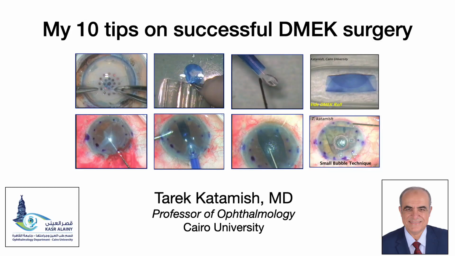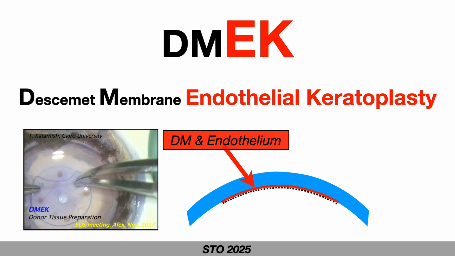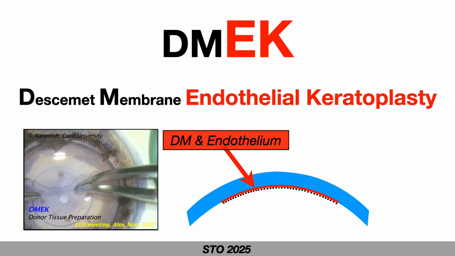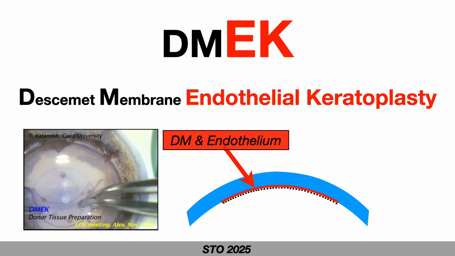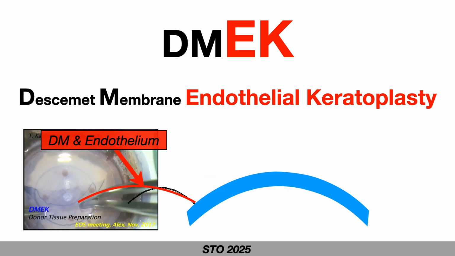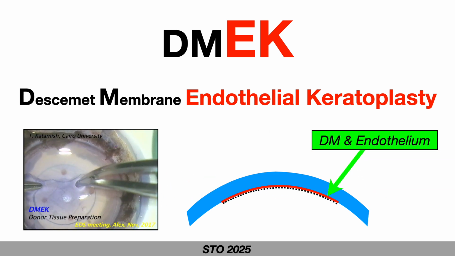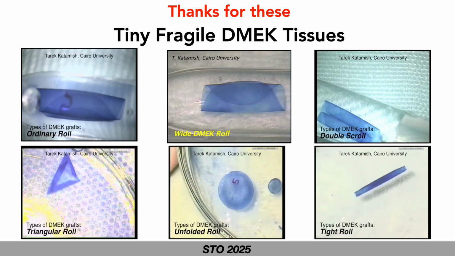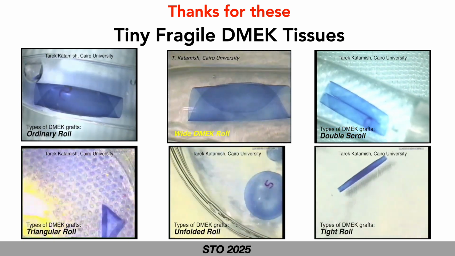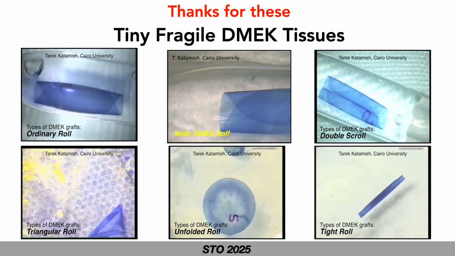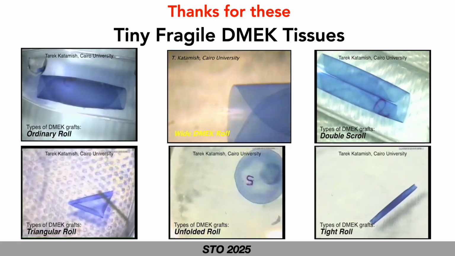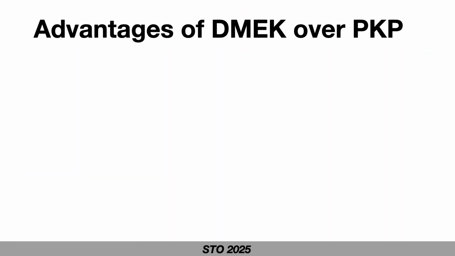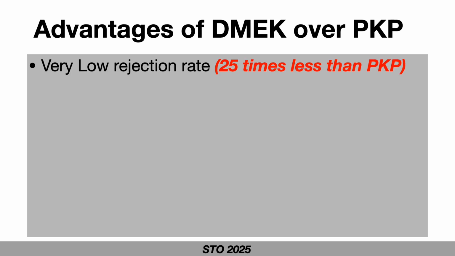My 10 tips on successful DMEK surgery. DMEK stands for Descemet membrane endothelial keratoplasty, in which we replace the diseased endothelium and Descemet membrane by another healthy endothelium and Descemet membrane. Thanks to these tiny fragile DMEK tissues, we have made a revolution in the management of endothelial decompensation. The advantages of DMEK over penetrating keratoplasty are so many.